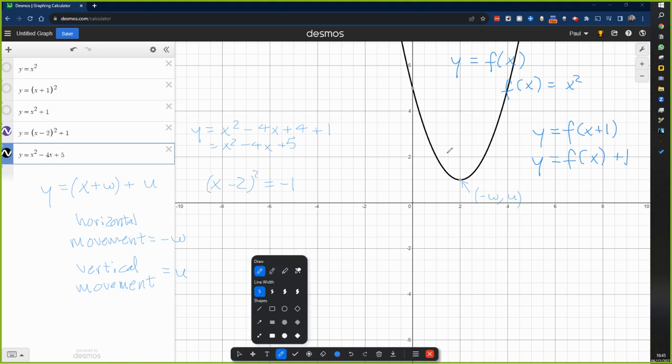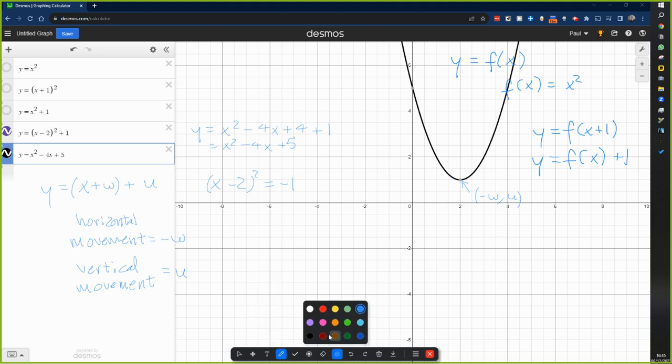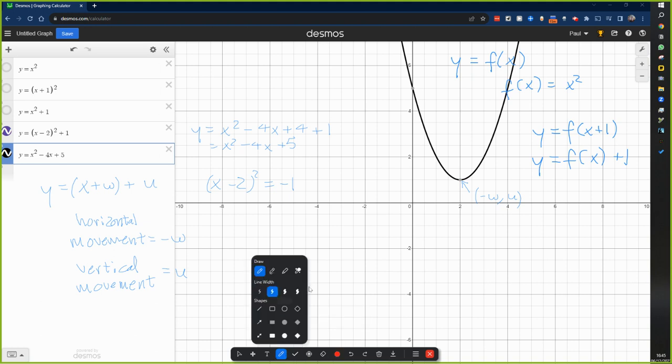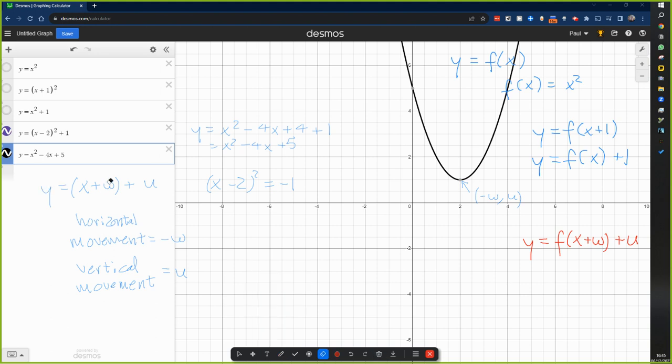So let me use a different color here, and I think I'll make it slightly thicker. So y is equal to f of x, and this time x plus w, and then plus u. Before, f of x was x squared, and I've changed it. I've kind of translated the function. So I'm going to get rid of this. I should have written a squared bit there. Sorry, that should have a square symbol.